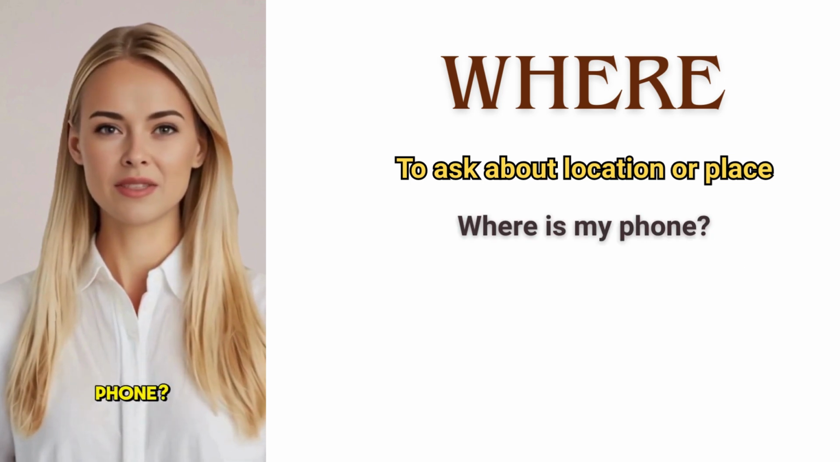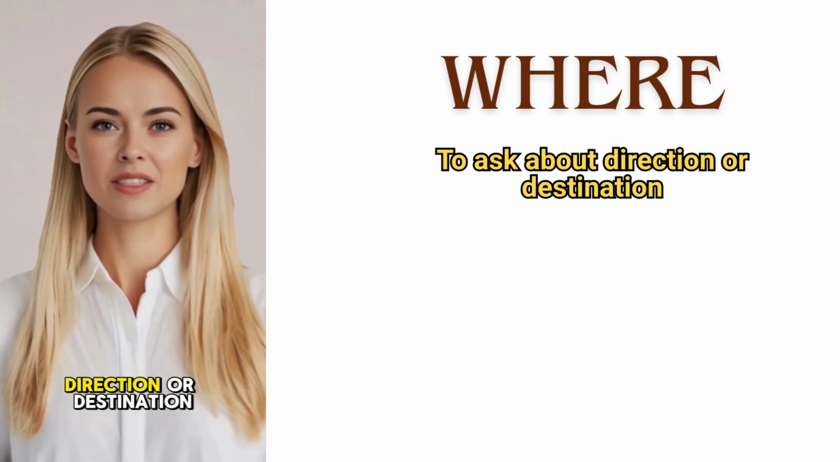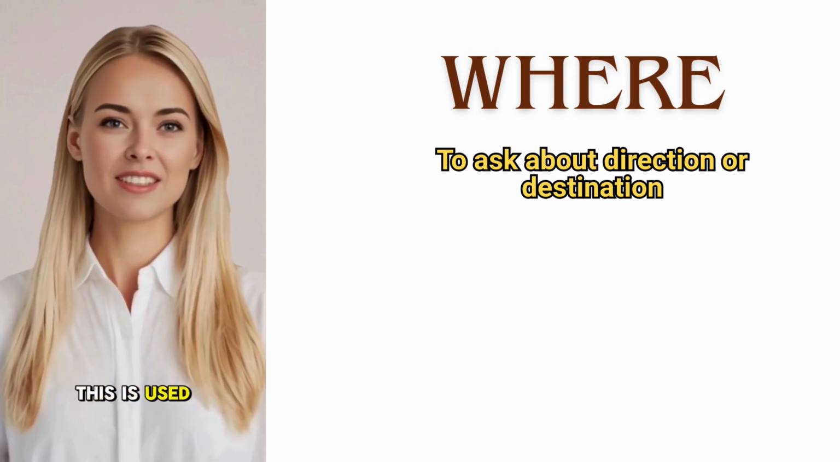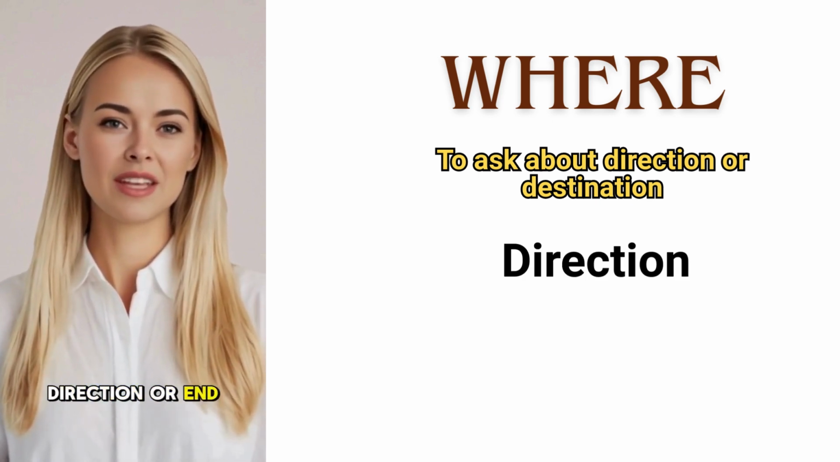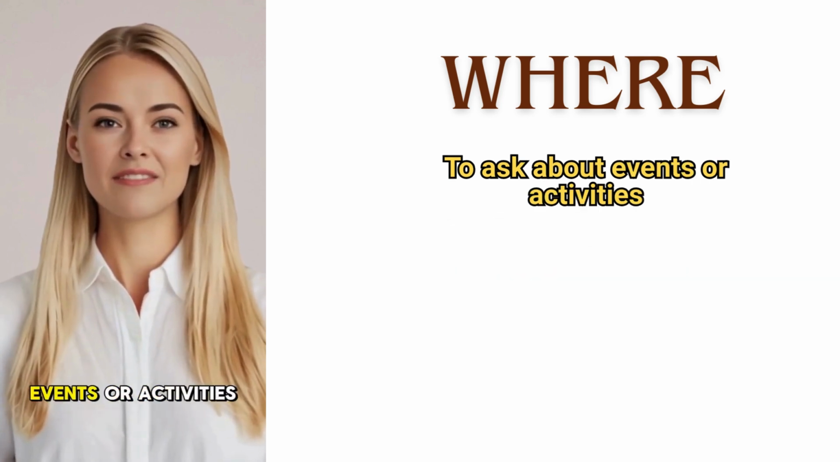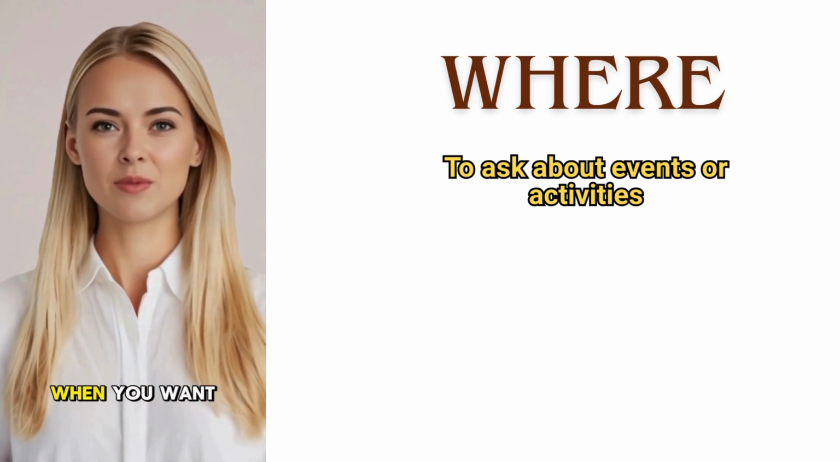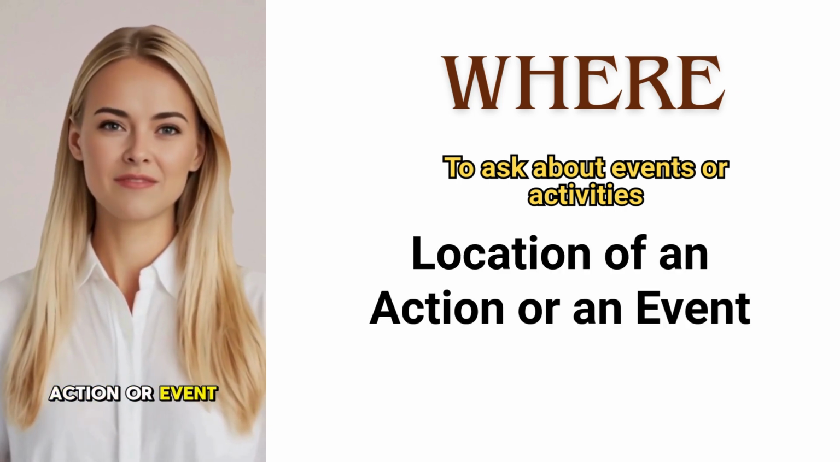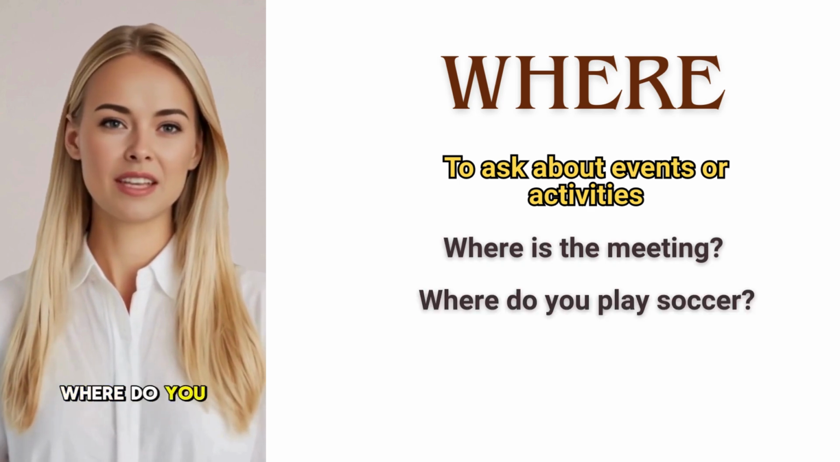Where is my phone? Where do you live? To ask about direction or destination. This is used when you want to know the direction or endpoint of movement. Where are you going? Where did he travel? To ask about events or activities. This is used when you want to know the location of an action or event. Where is the meeting? Where do you play soccer?